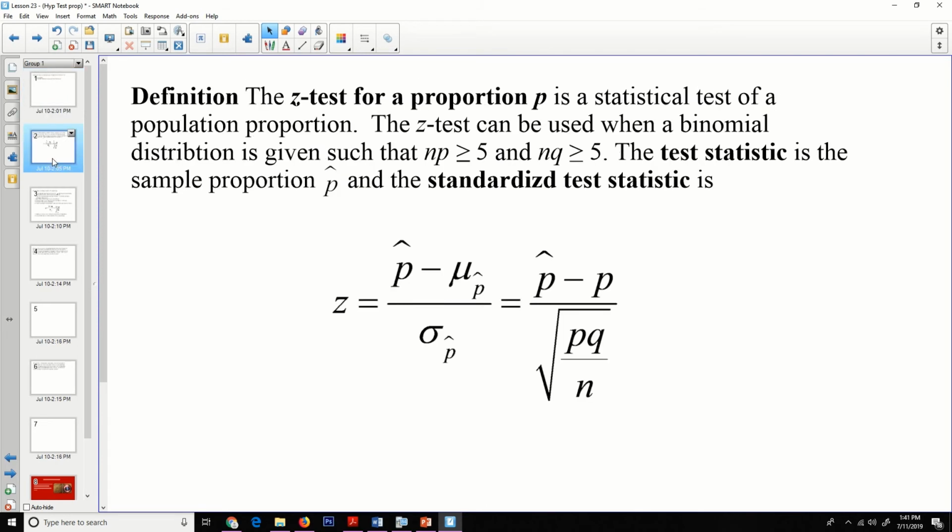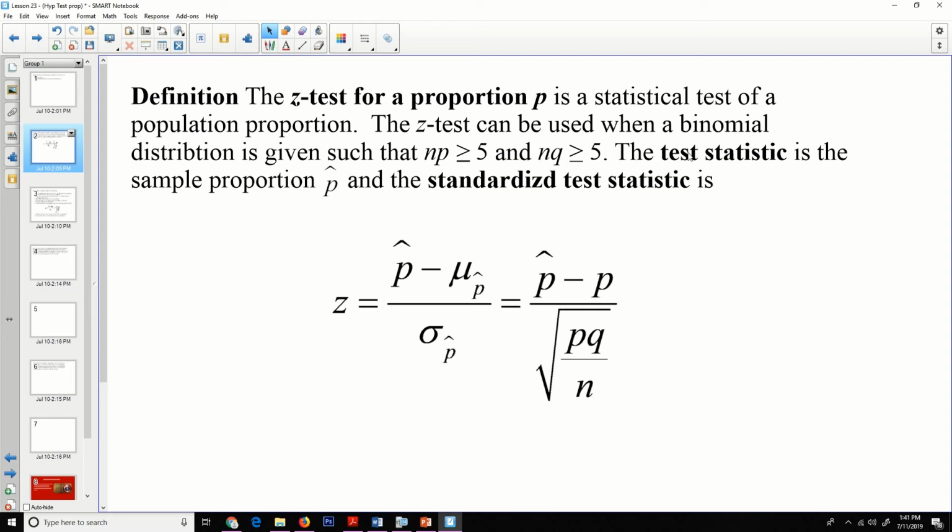So our z-test for a proportion P is a statistical test of a population proportion. The z-test can be used when a binomial distribution is given such that NP is greater than or equal to 5 and NQ is greater than or equal to 5. If you remember, we need to be able to say that this is true so that the binomial can be approximated with a normal curve.